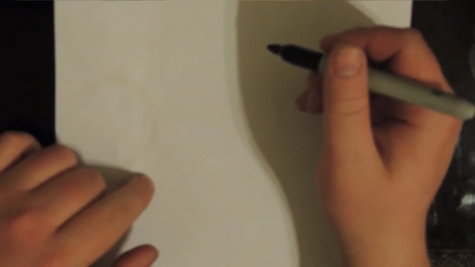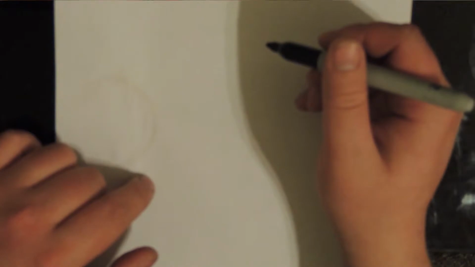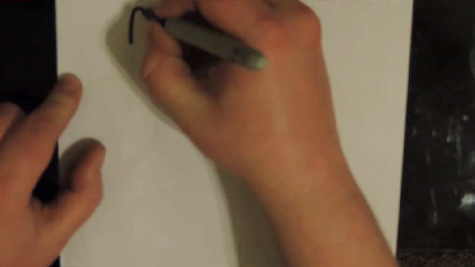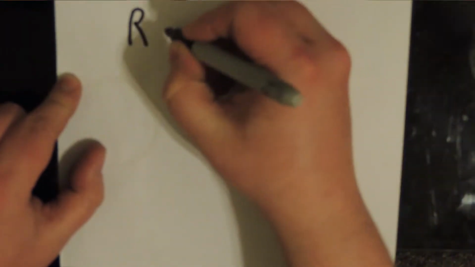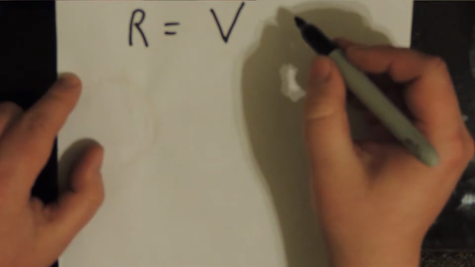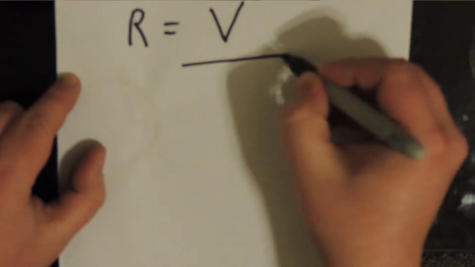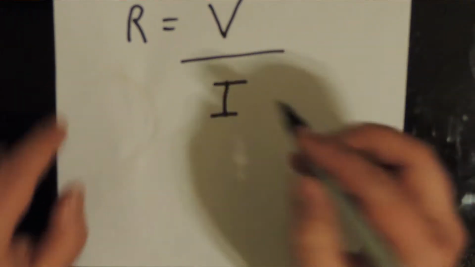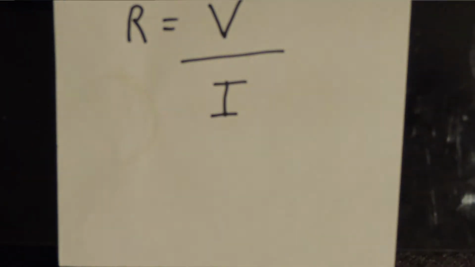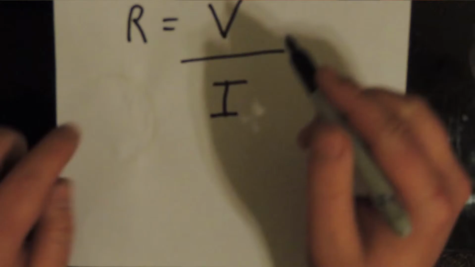So in order to get a resistor value we have to do some maths. If you're scared of a little bit of maths then don't be, because this is actually very simple and it's just Ohm's Law. So here's the calculation. R, which is our resistor value, equals V, which is the voltage across the resistor, over I, which is the current flowing through the resistor.